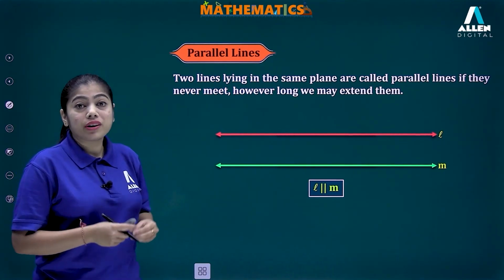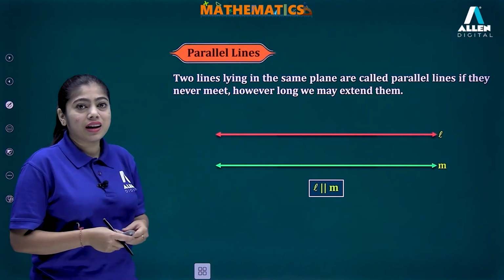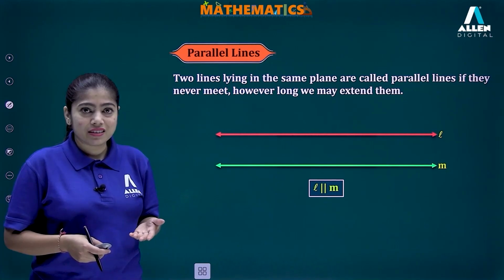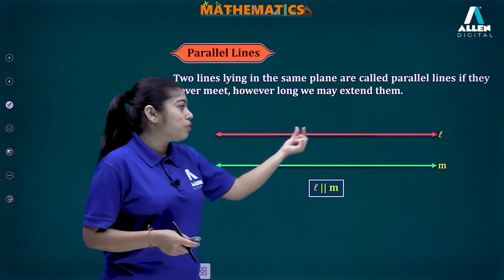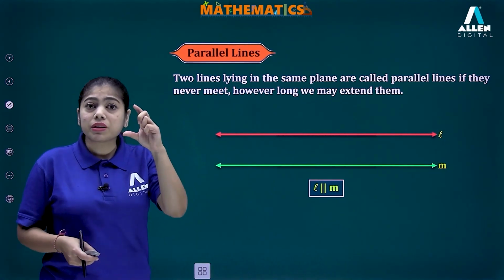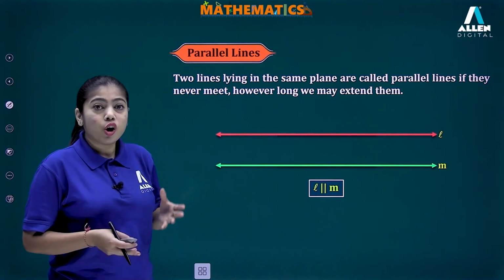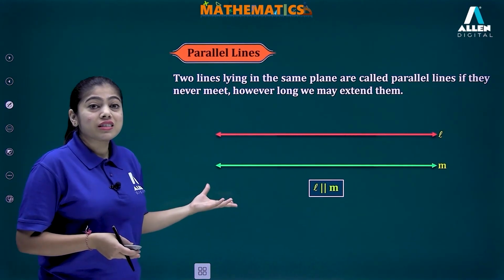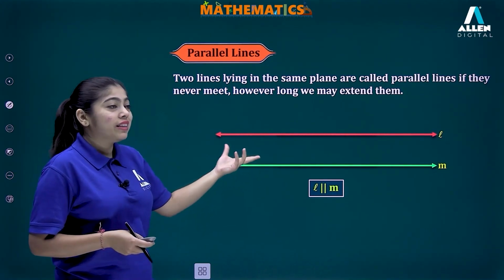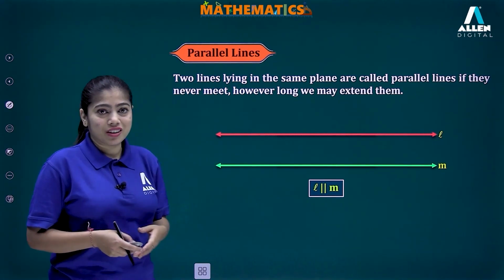One more very important point related to parallel lines. It says that the distance between both the lines, right? The distance between both the lines remains constant. There is the same distance between both the lines always. So this is how two parallel lines look. You can see they will never ever meet each other.